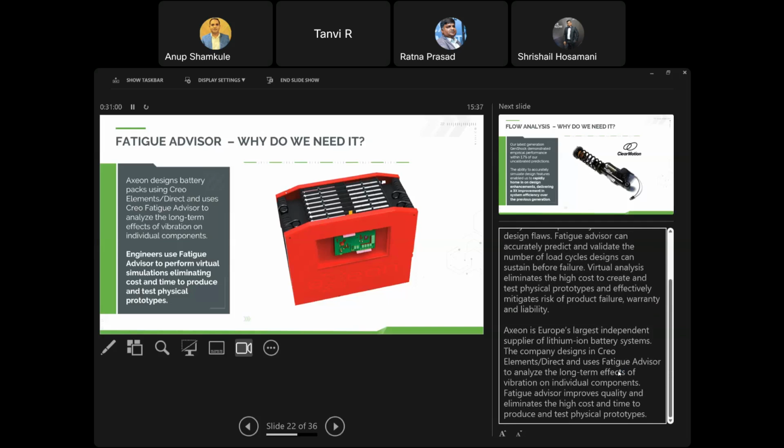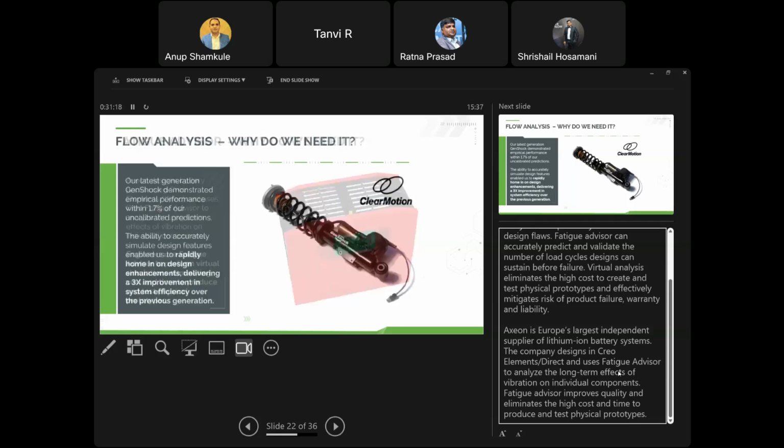The advantage the customer has got is that they have improved quality and also reduced their design cycle time, since they used to depend on a lot of physical prototypes and consume a lot of time in the cycles they had to run whenever there was fatigue testing.